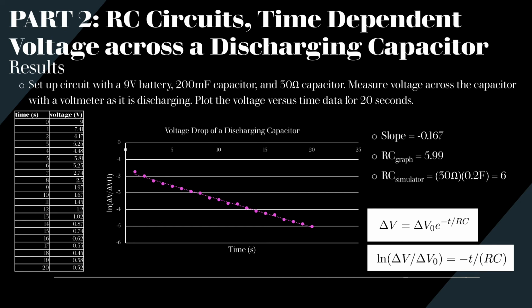Due to the previously mentioned formula and the linearization of this formula, when I plotted the change in voltage over the initial voltage versus the time, the slope should be equal to the negative 1 over the RC constant. Since my slope was equal to negative 0.167, the RC from the graph was equal to 5.99. From the simulator, this would be equal to the resistance times the capacitance, so that would equal 6. These values are extremely close.